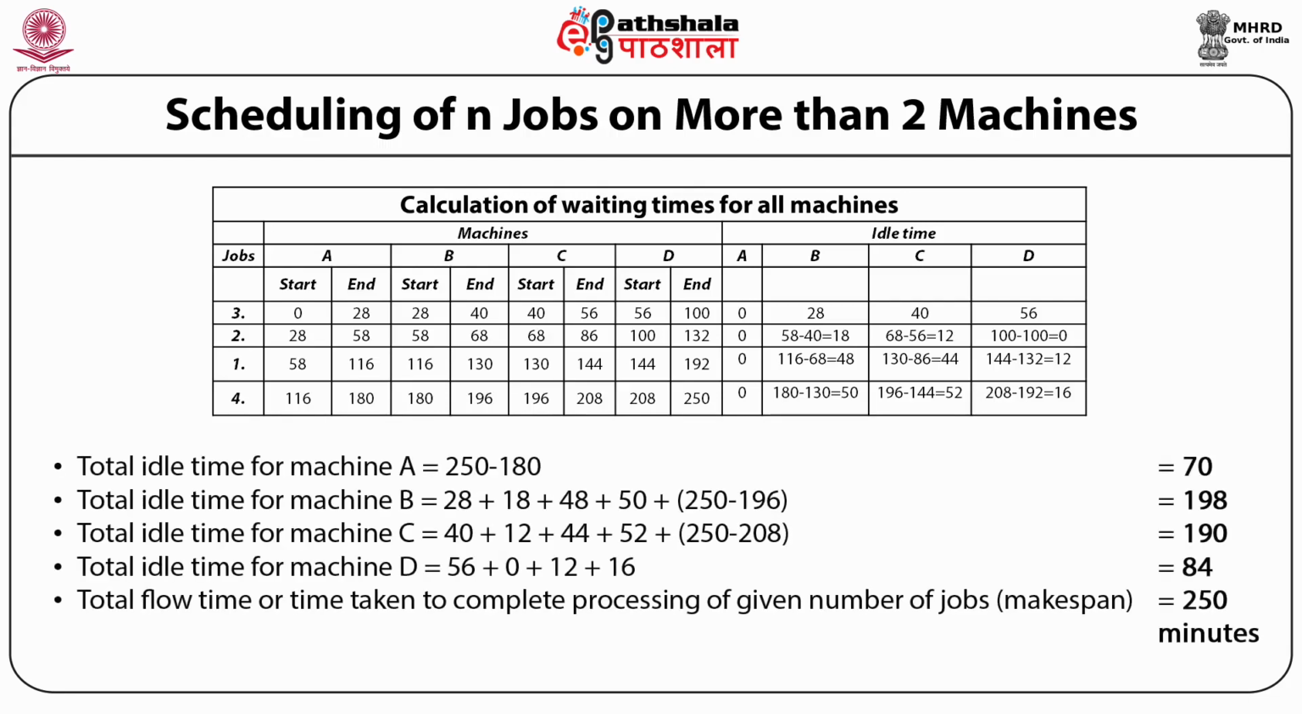Total idle time for machine A is 250 minus 180 equal to 70. Total idle time for machine B equal to 28 plus 18 plus 48 plus 50 plus 250 minus 196 equal to 198. Total idle time for machine C is 40 plus 12 plus 44 plus 52 plus 250 minus 208 equal to 190. Total idle time for machine D equal to 56 plus 0 plus 12 plus 16 equal to 84. Total flow time, or time taken to complete processing of the given number of jobs, equal to 250 minutes.